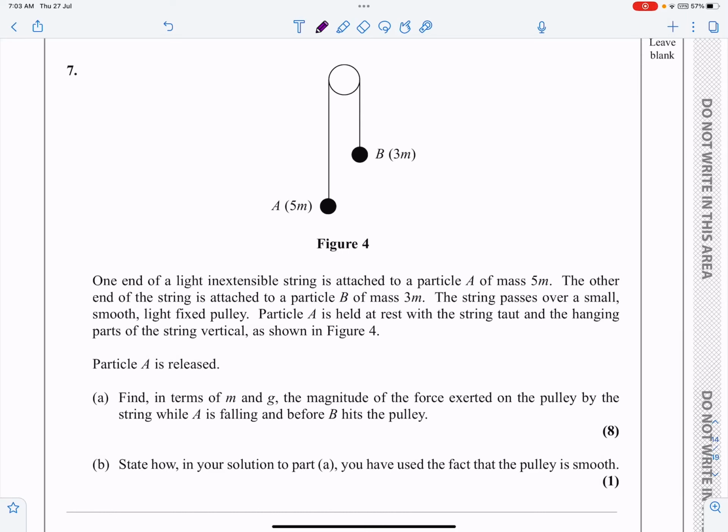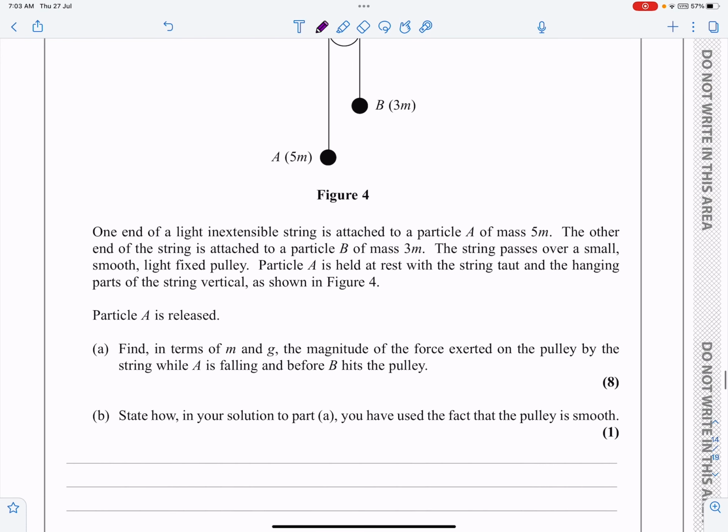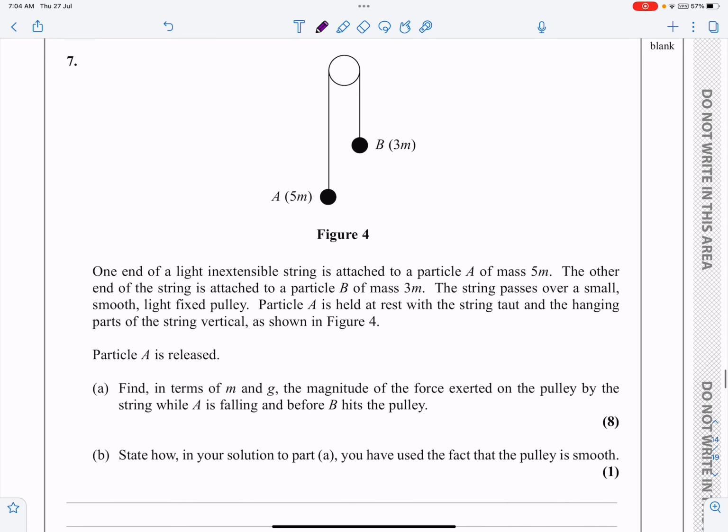Okay, this is the M1 paper from October 2020. It's question number 7. As you can see by looking at it, this is a Pulleys question, so it's dynamics, connected particles. Pretty standard Pulleys question. One thing I would say is there's just 8 marks for going all the way through it. They haven't broken it down into different parts, like find the equation of motion for A, equation of motion for B, or whatever. But let's have a look at it and see what we've got going on.